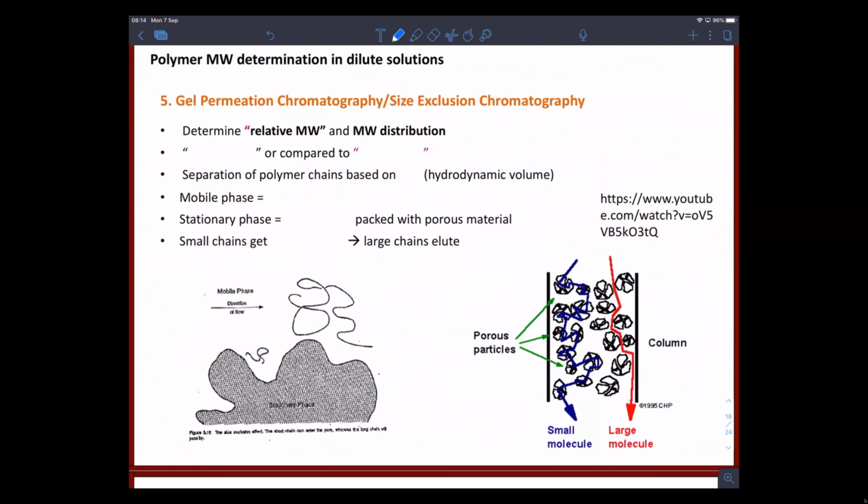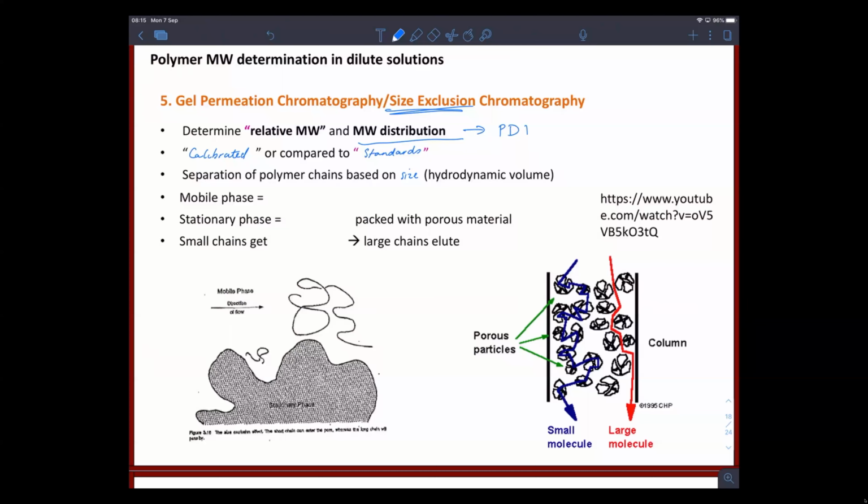So gel permeation chromatography and size exclusion chromatography, this is a different one to what we wrote before, determine the relative molecular weight and the molecular weight distribution. So they can be useful for finding out what we now know is important, the PDI, the polydispersity index of a polymer. So it gets calibrated, or compared to standards. And there's separation of the polymer based on the size. So we're looking at the hydrodynamic volume.